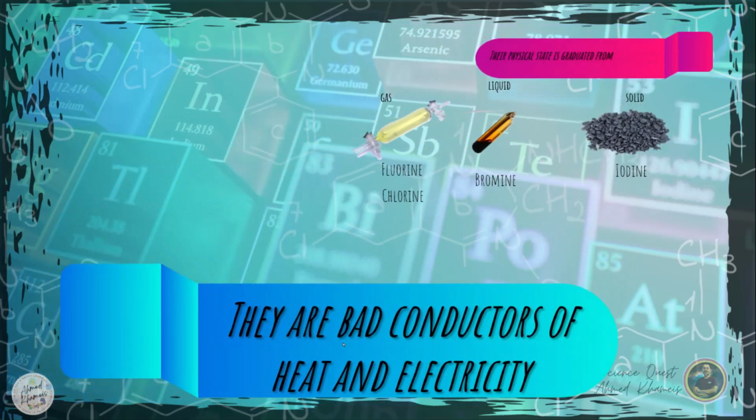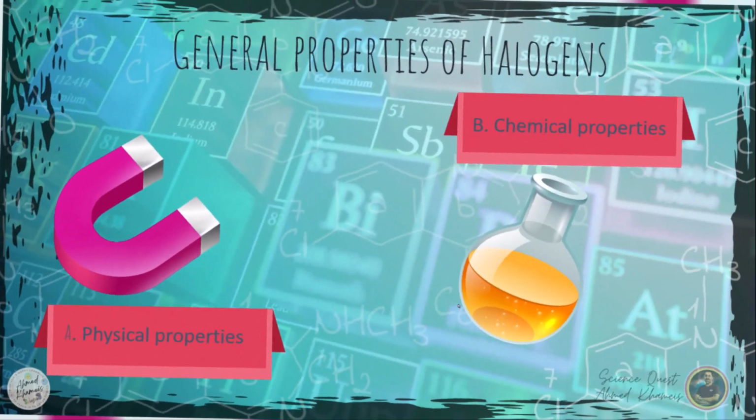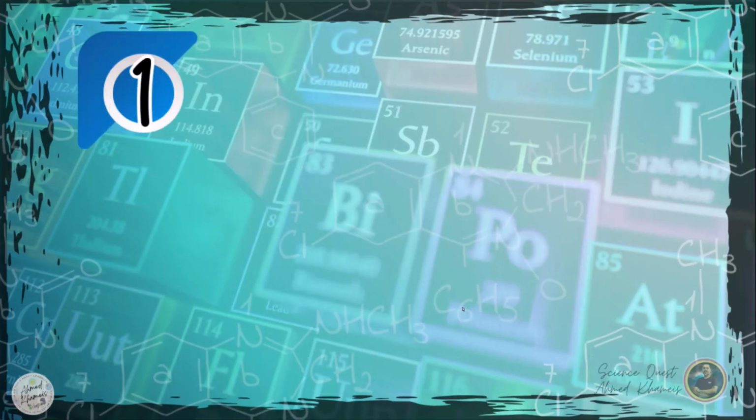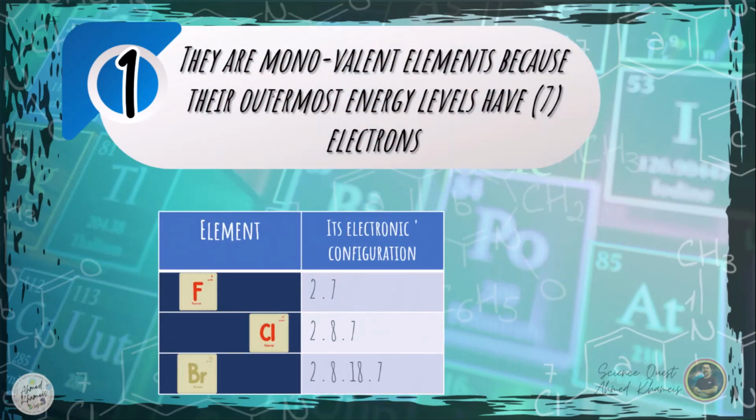And all of them are bad conductors of heat and electricity. The chemical properties of halogens. They are also monovalent because they have 7 electrons in their outermost energy level.